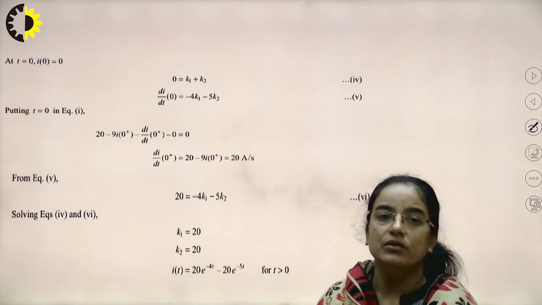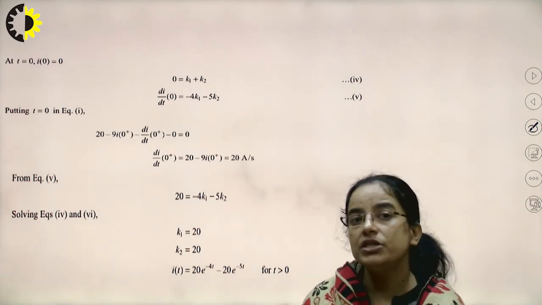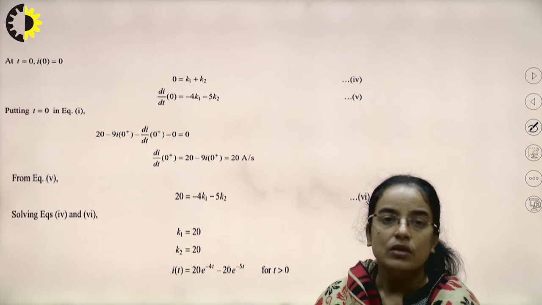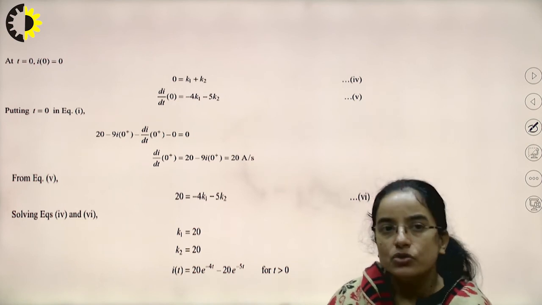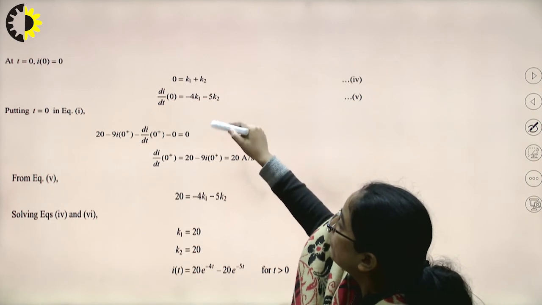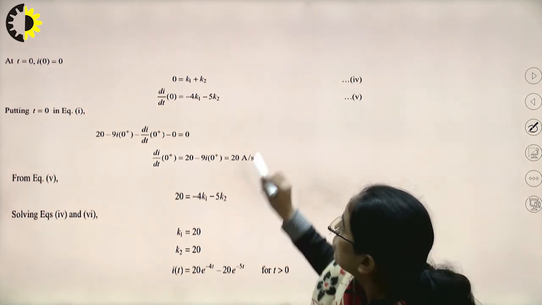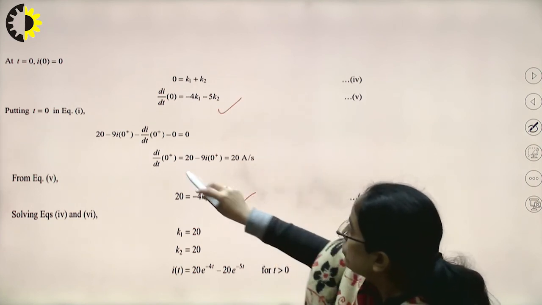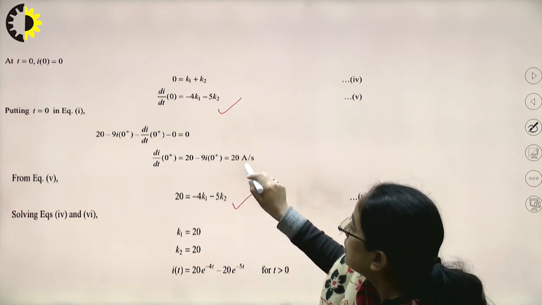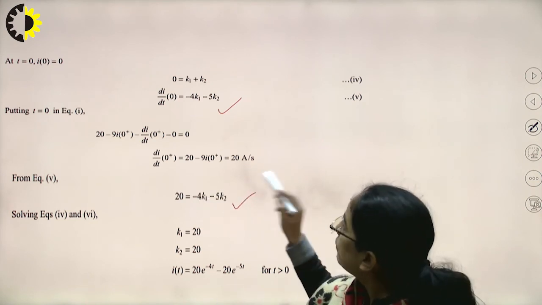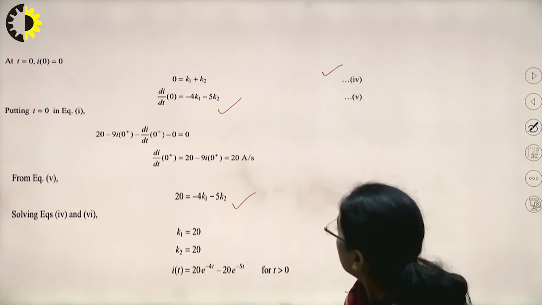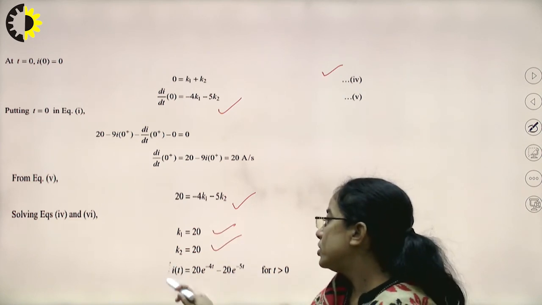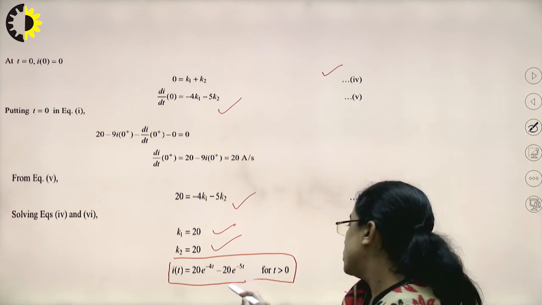Now you can easily put the values of the initial conditions and calculate the values of k1 and k2, because we need to calculate the values of the arbitrary constants that were assumed here. If we put the values, this is the equation. These two equations are there. Now you can put the values, d by dt of i(0+) is 20. By solving these two equations, we will have the values of k1 and k2. So the complete solution is this.